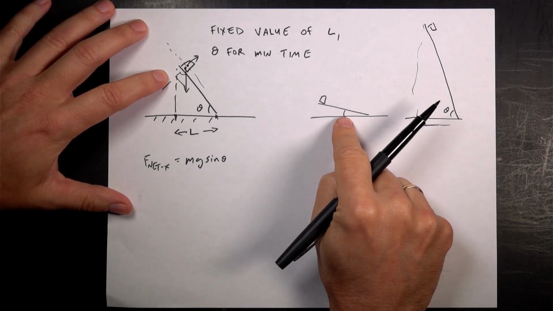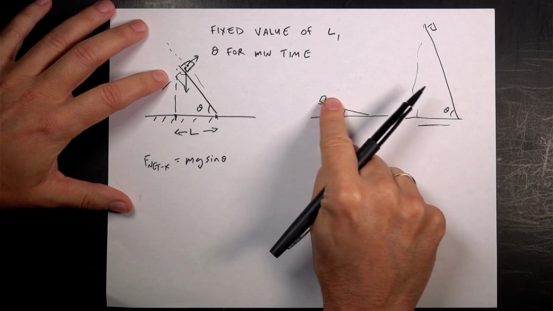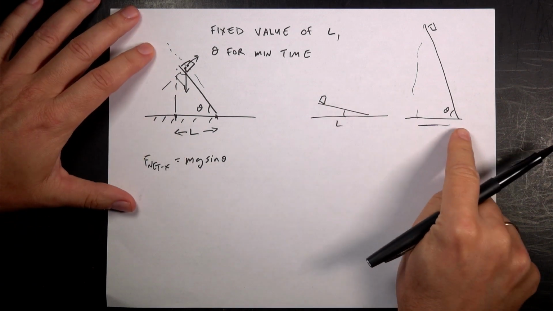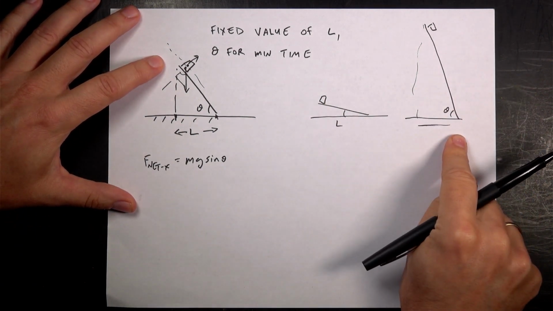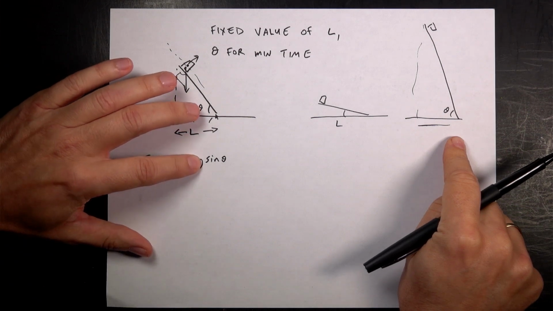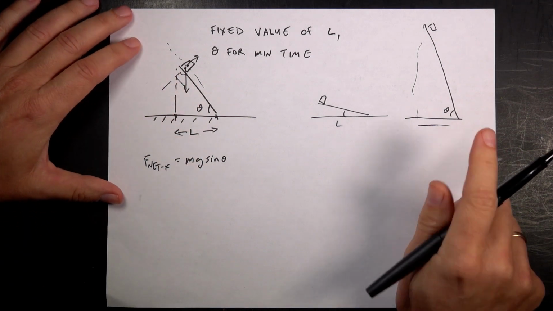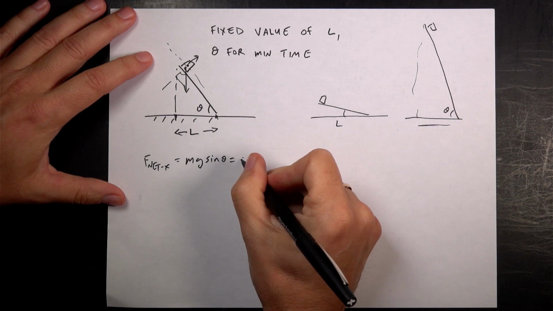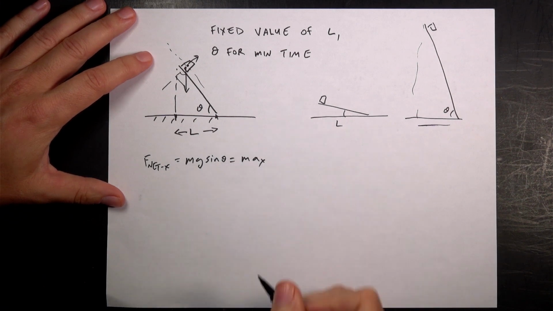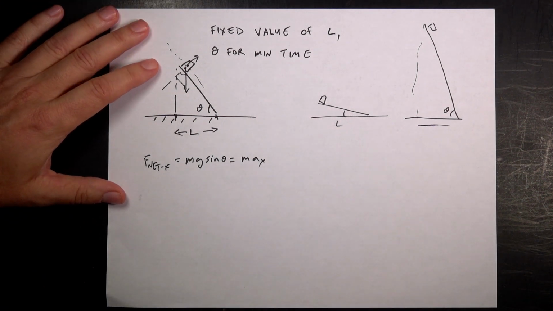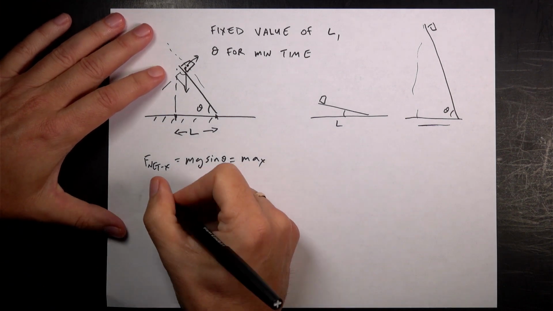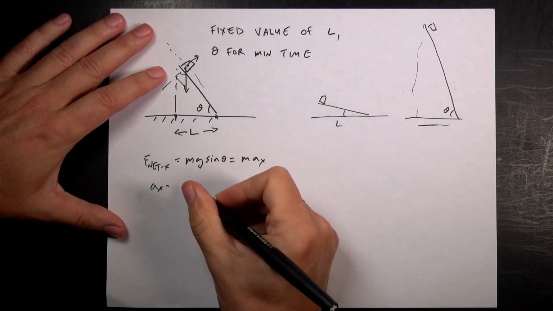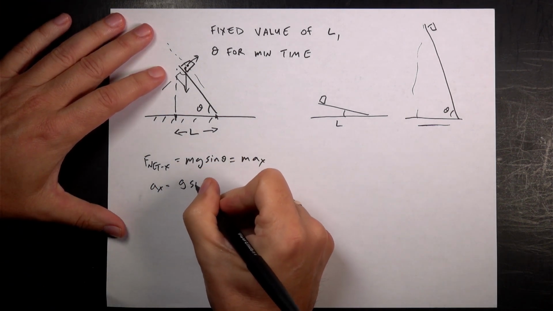And then let's just check real quick. If theta is 0, then the acceleration is 0, right? If this is a flat plane, the acceleration is 0. If it's 90 degrees, the net force would be mg, and this is going to be max. So we get the acceleration as a function of theta: a_x is going to be just g sine theta.